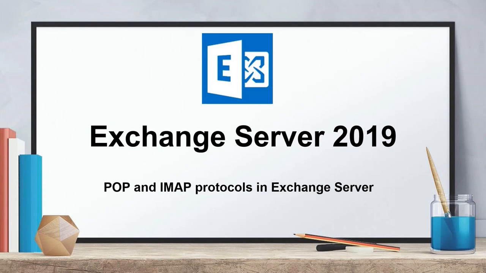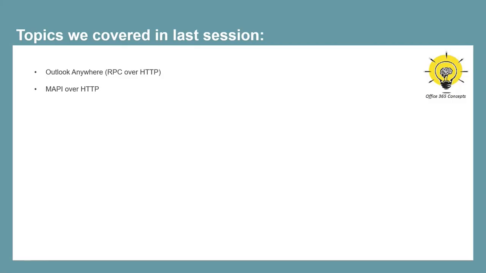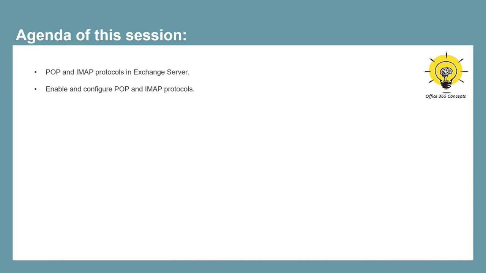Welcome to the next video of this entire series on Exchange Server 2019. In the last video, we talked about Outlook Anywhere and MAPI over HTTP. In this particular video, we will be talking about IMAP and POP protocols. We will understand how these two protocols work. We will discuss how to enable and configure these protocols in Exchange Server. And then we will configure Outlook client using these protocols for one of the on-premise Exchange users.